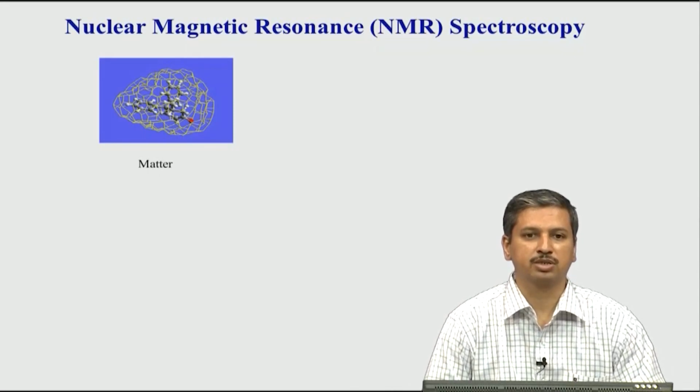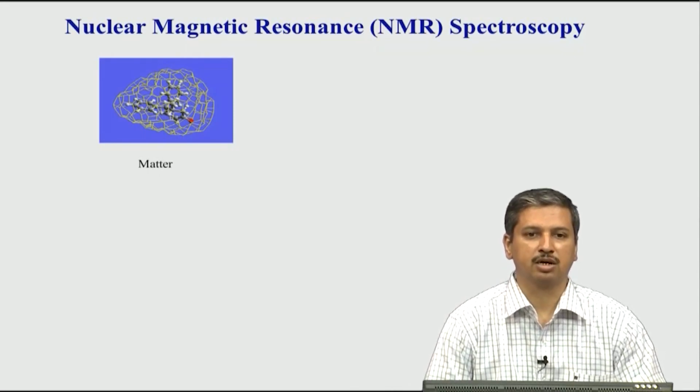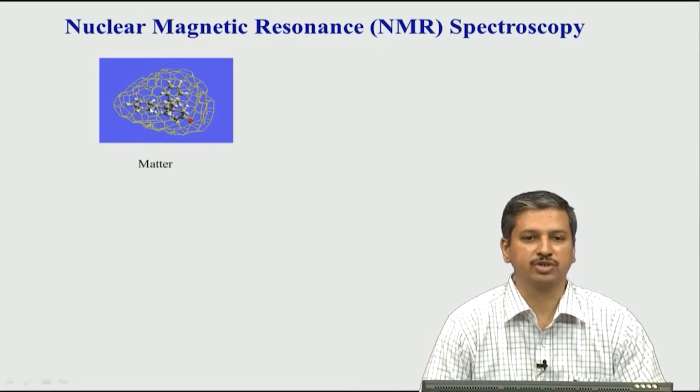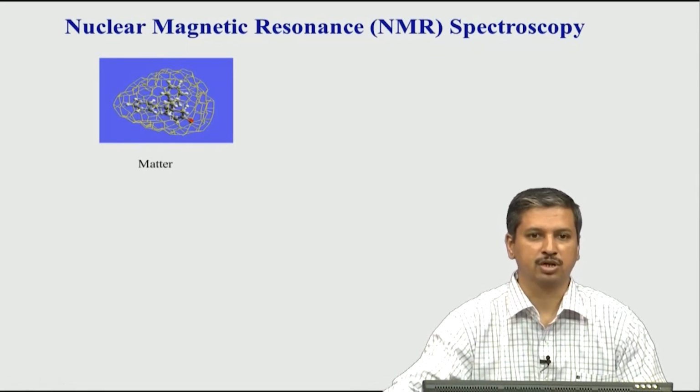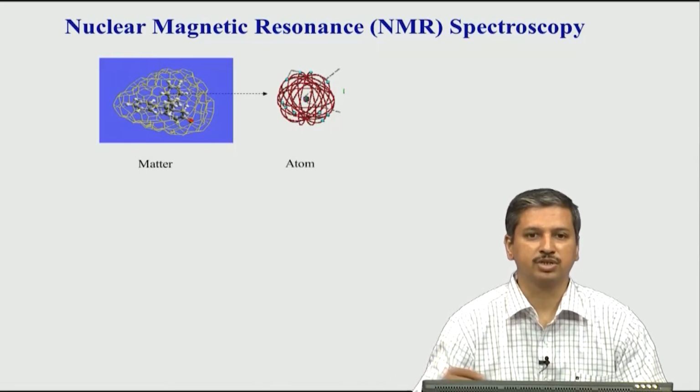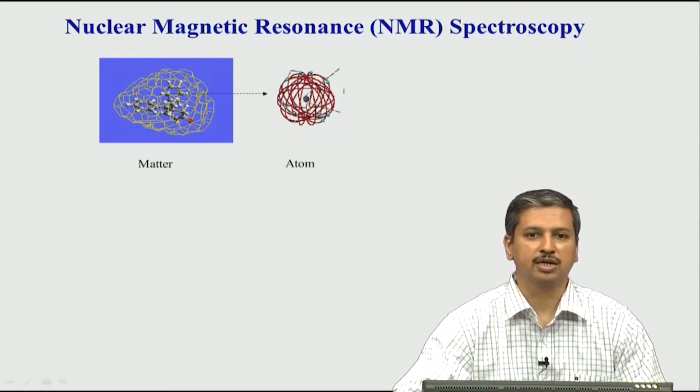So, let us go back to this picture where we see that there is what is called matter, in other words a sample or a molecule or a compound. Every molecule, as we know from our basic chemistry and physics, is made up of atoms. Now, if you look at an atom more closely, it consists of a nucleus at the center, surrounded by an electron cloud or electrons.